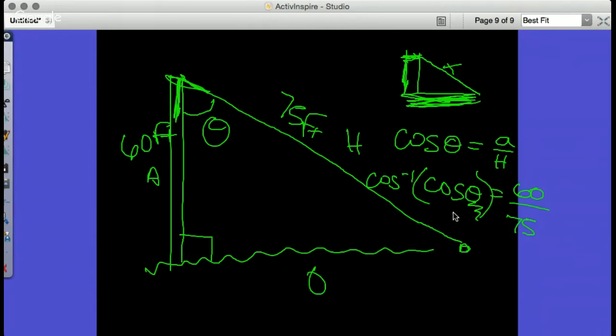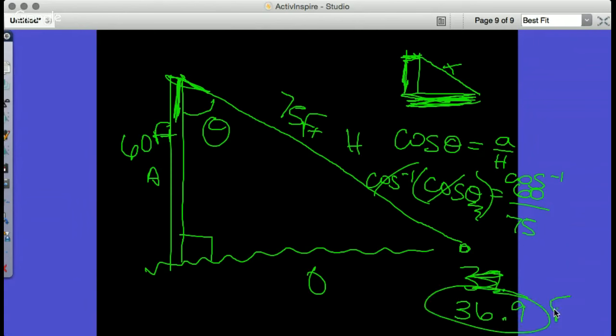What mode would I be in here? Degrees, because I want degrees out. So anytime I'm trying to use inverse of theta, I want to make sure that what I'm trying to get out is my degrees. So I calculate cosine inverse of 60 over 75. I don't have that answer with me. 37, and is it point something? It was 36.86. Let's round to the first decimal, so it would be 36.9. It shouldn't be feet, 36.9 degrees should be the answer right there, okay?